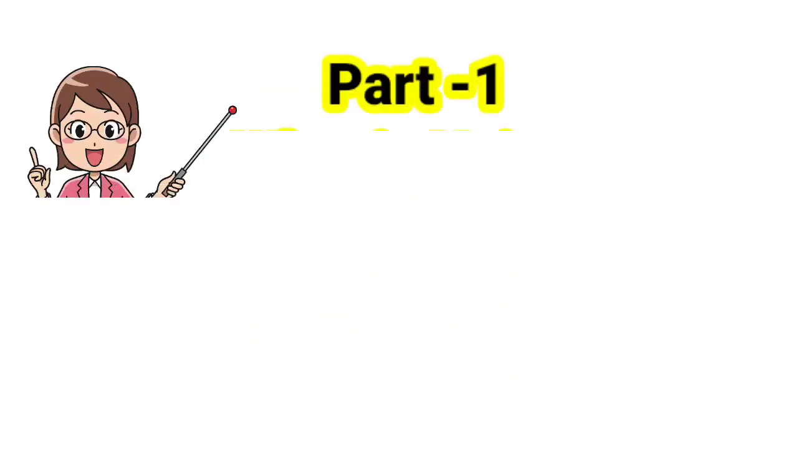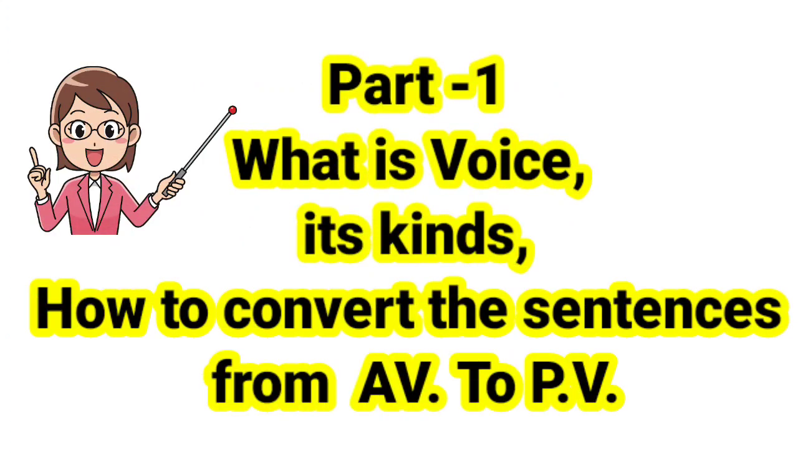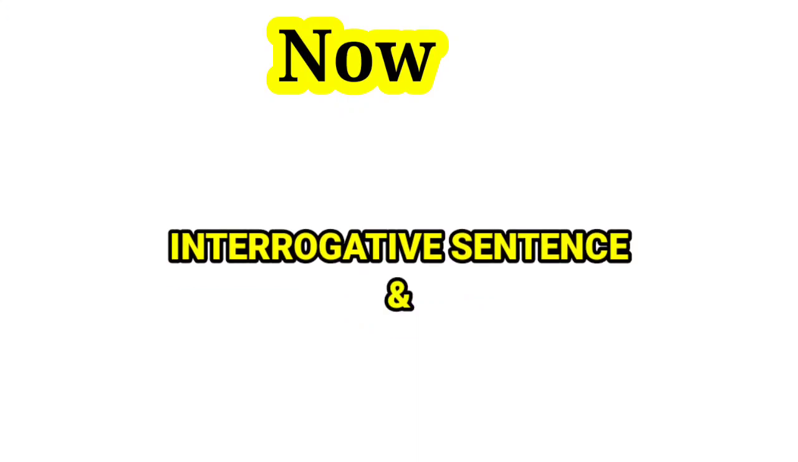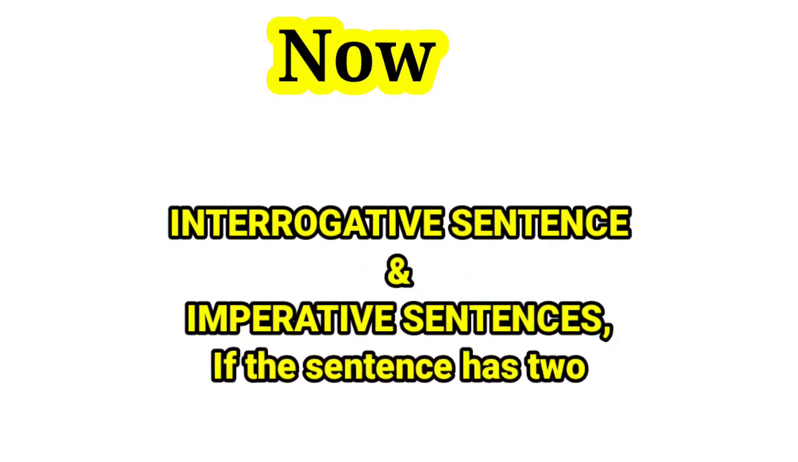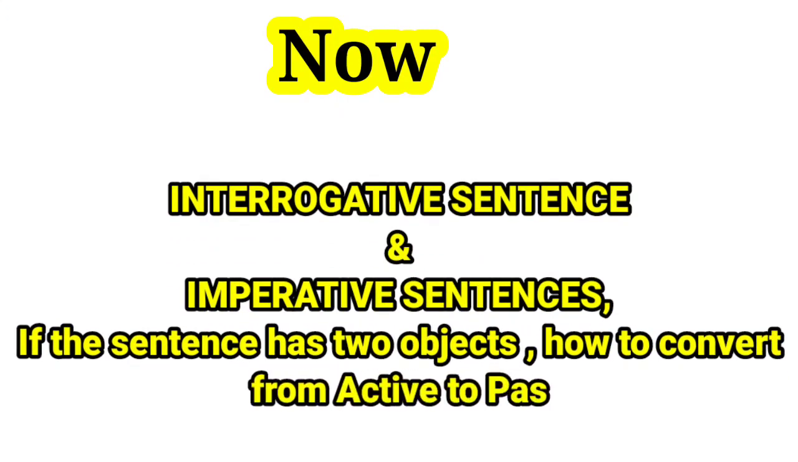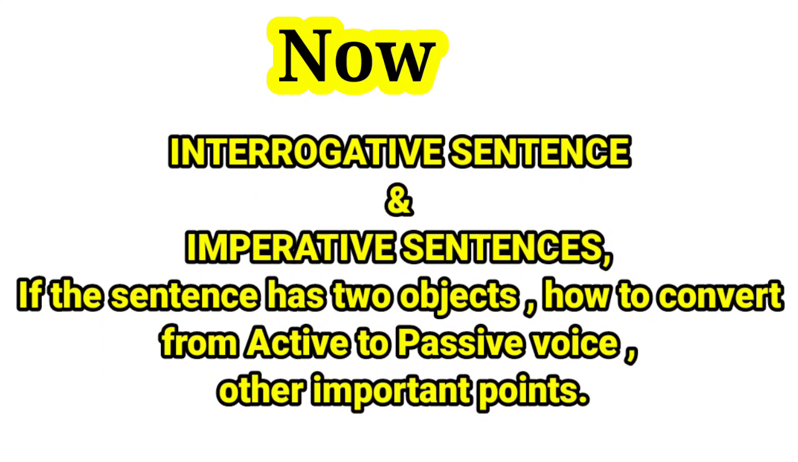In the previous video, we learned what is voice, its kinds, and how to convert from active voice to passive voice. In this video, we are going to discuss how to convert the interrogative sentence and imperative sentences from active voice to passive voice. And if the subject has two objects, how to convert from active voice to passive voice, and all other important points will be discussed in this video.